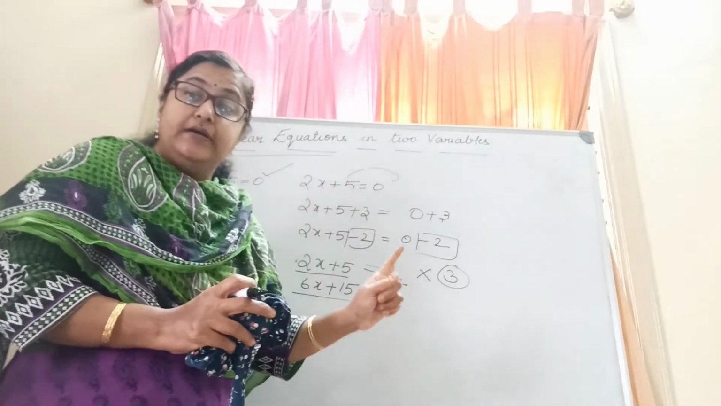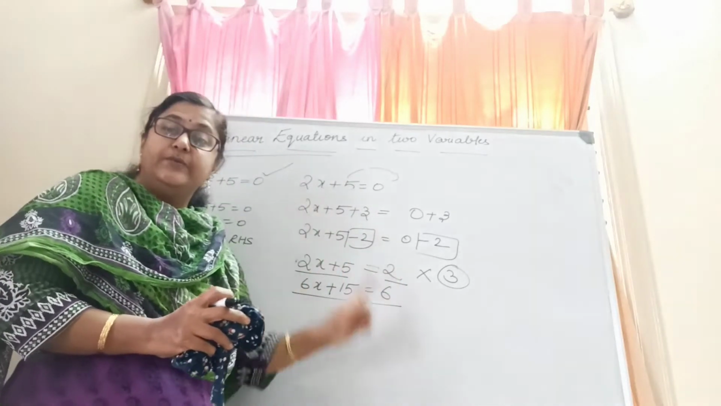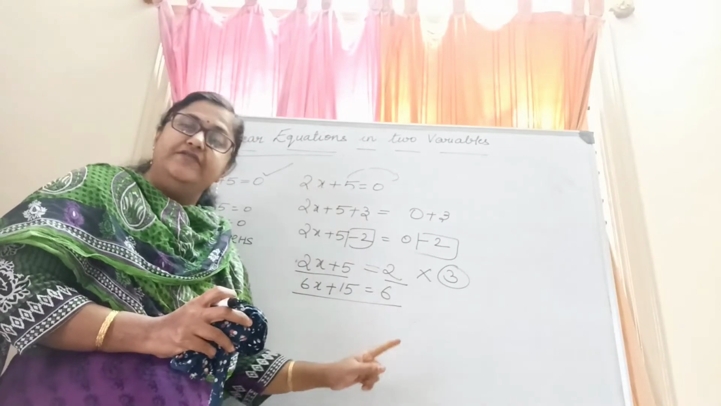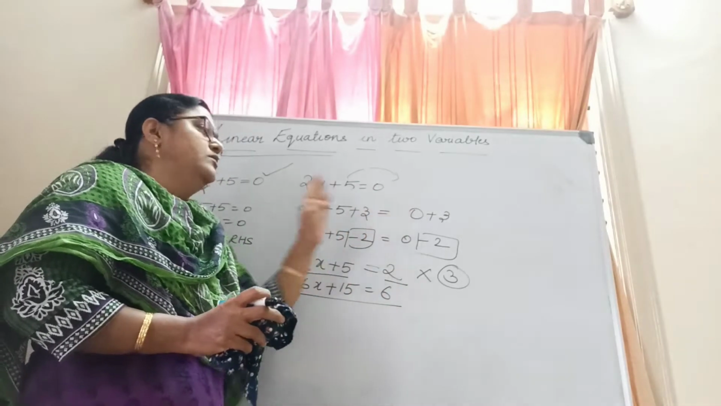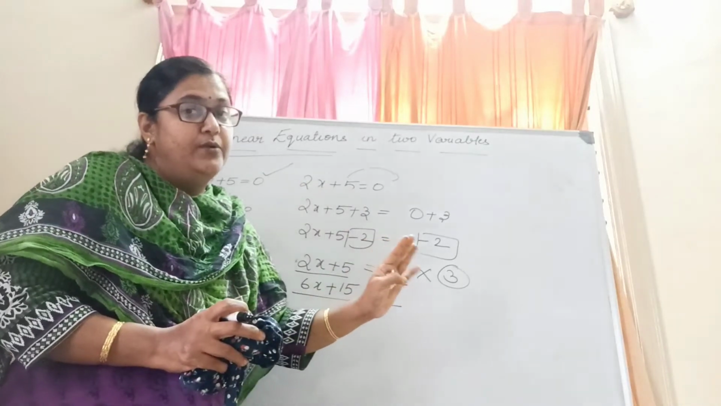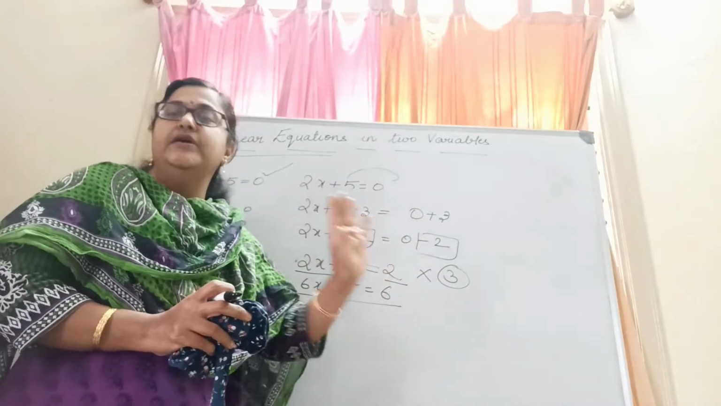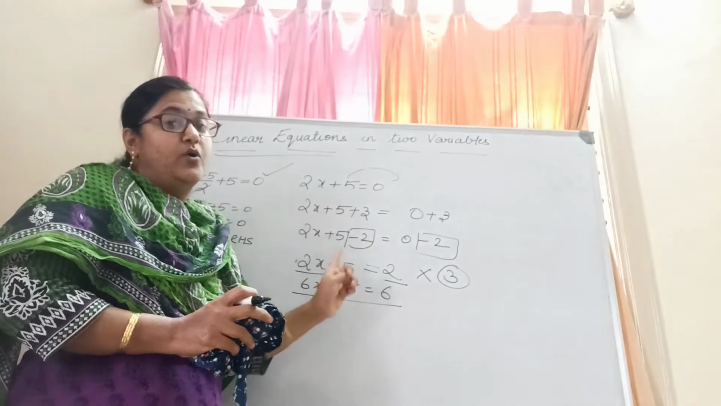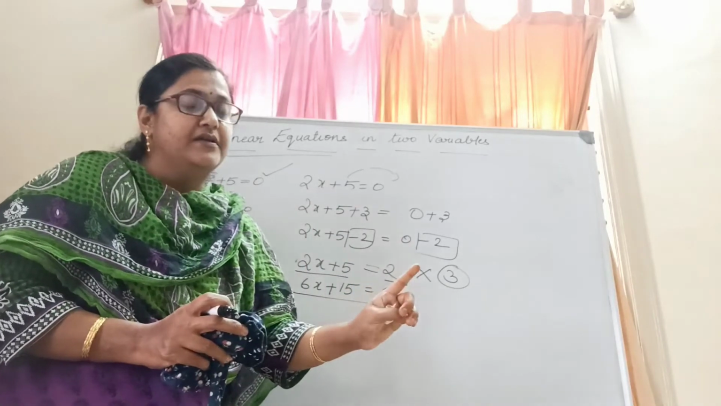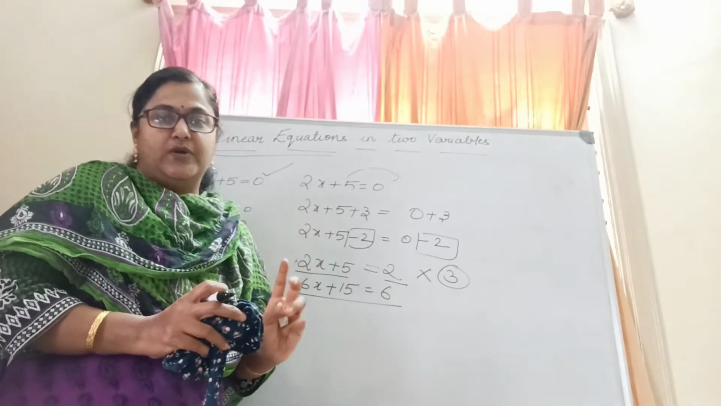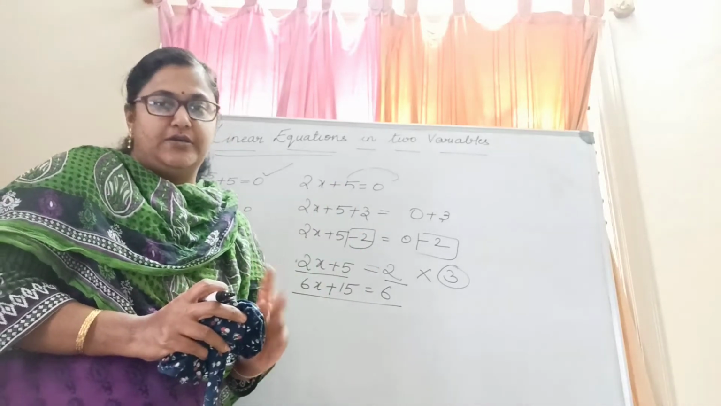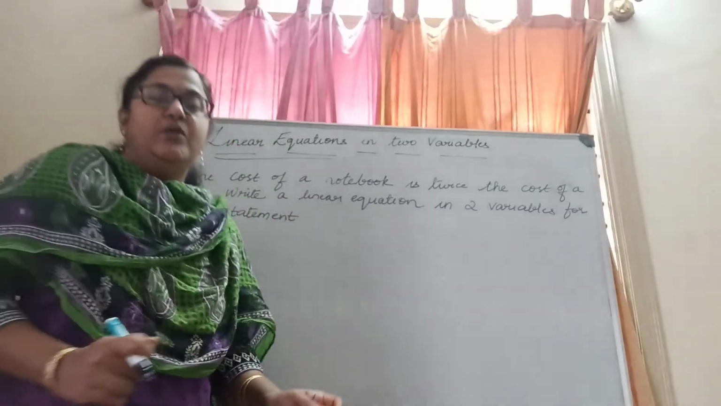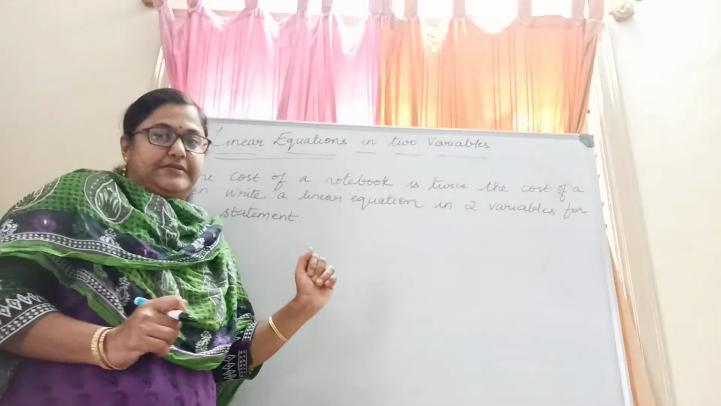But when I do it, let it be addition, subtraction, multiplication or division, any operation what I do, I have to do it on both sides. Then it is not going to affect the solution of the equation. If I am going to do it only on one side, then definitely it will affect the solution of the equation. So you have to remember these 2 points when you solve the equations. Now let us discuss with some examples.